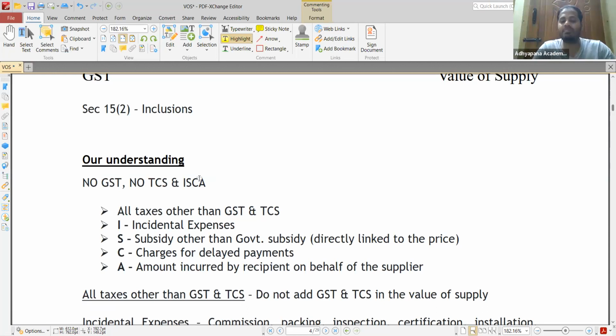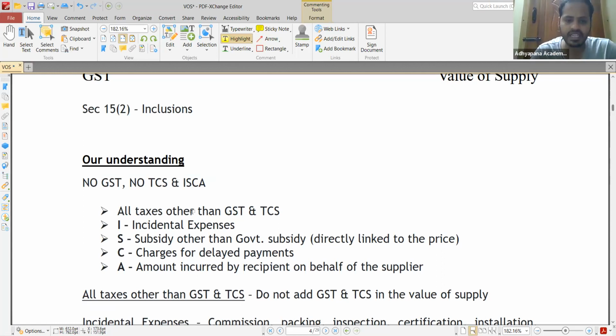So except GST and TCS, all taxes you have to add. Clear? Whether TDS has to be added? The TDS is already there in the value of supply, therefore we will reduce further only. Therefore, it's not required. So that's the reason they said all taxes other than GST and TCS have to be added.